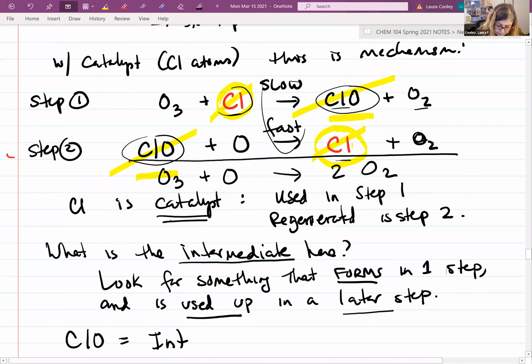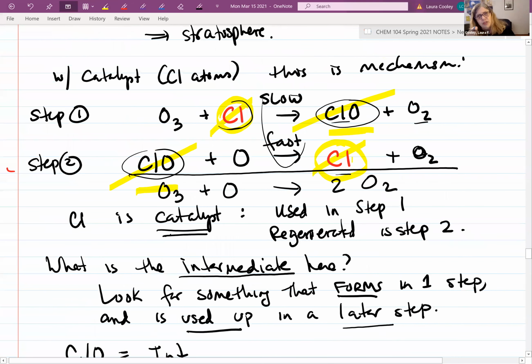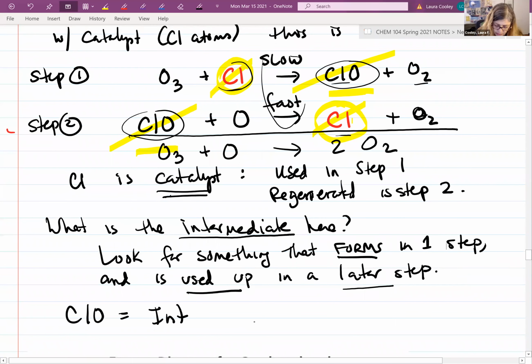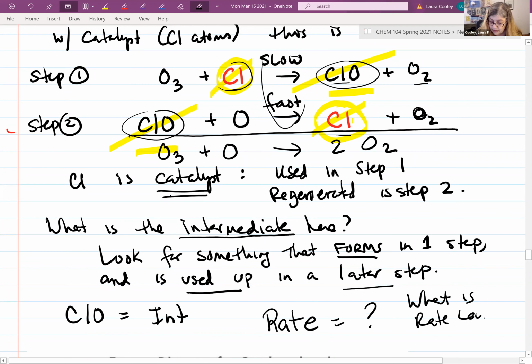So given what I just told you about the slow step determining the rate law, what is the rate law for this reaction? Rate equals what? What is the rate law for this reaction? So the rate law of a reaction equals the rate law for the slow step.